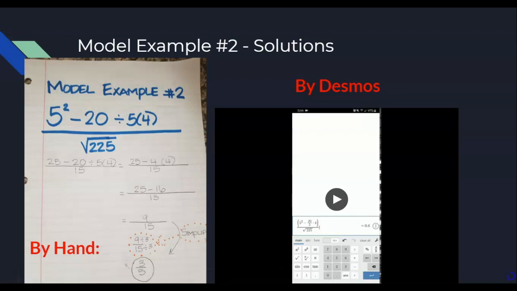When you look at the by hand approach, notice that we simplify the numerator and we get 9. We simplify the denominator and get 15. The final answer, we simplify that fraction, dividing the numerator and the denominator by 15, and our final answer is 3/5. Please take some time to click on the Desmos approach on the presentation.